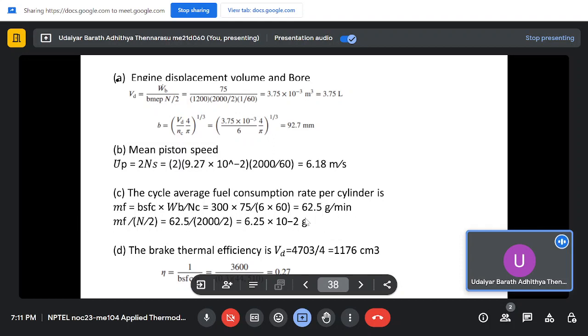Now I want how much per second, or total amount of fuel which is consumed. So 62.5 divided by 2000 divided by 2, because this is a 4-stroke engine, so N divided by 2. Thing to remember is N will not be N by 2 only in the case of mean piston speed, but for others you have to use N by 2 for a 4-stroke engine. So m dot f will become 6.25 into 10 power minus 2 grams. So that is the average fuel consumption rate in a cylinder.